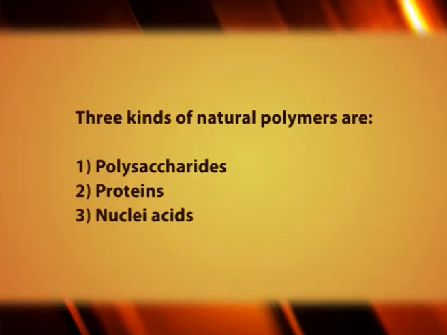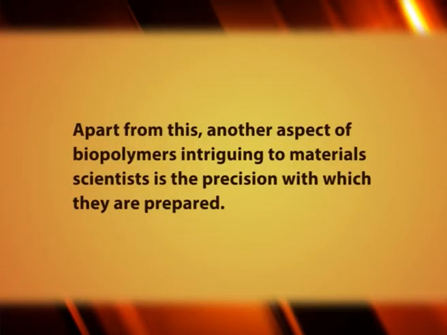Biopolymers have long been of interest to material scientists because of their unique structural properties. Three kinds of natural polymers are polysaccharides, proteins and nucleic acids. Proteins play structural or catalytic roles, while polysaccharides provide structural integrity apart from energy storing, and polynucleotides, that is, in their natural surroundings, direct the production of proteins and thus regulate the features of entities. Apart from this, another aspect of biopolymers intriguing to material scientists is the precision with which they are prepared.